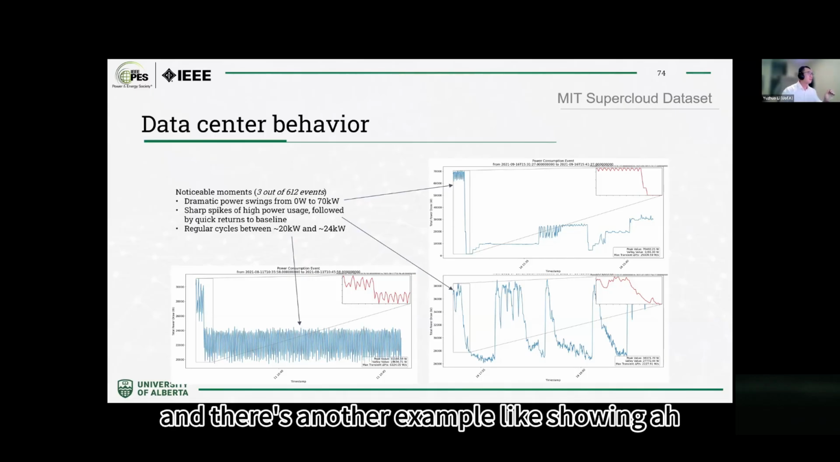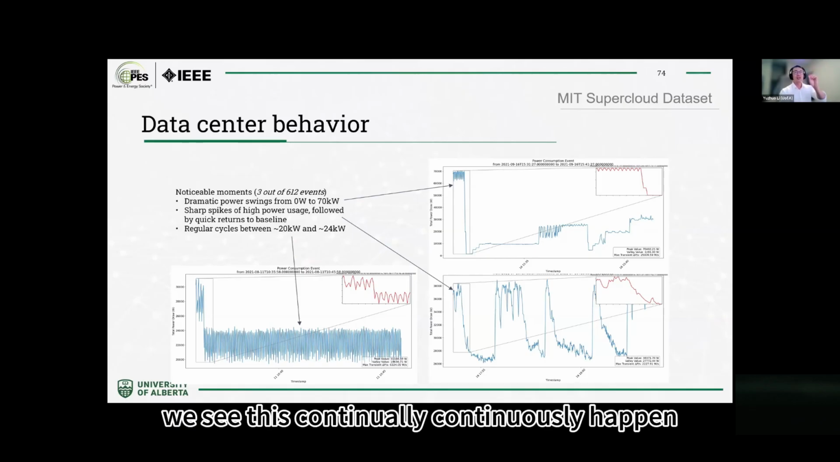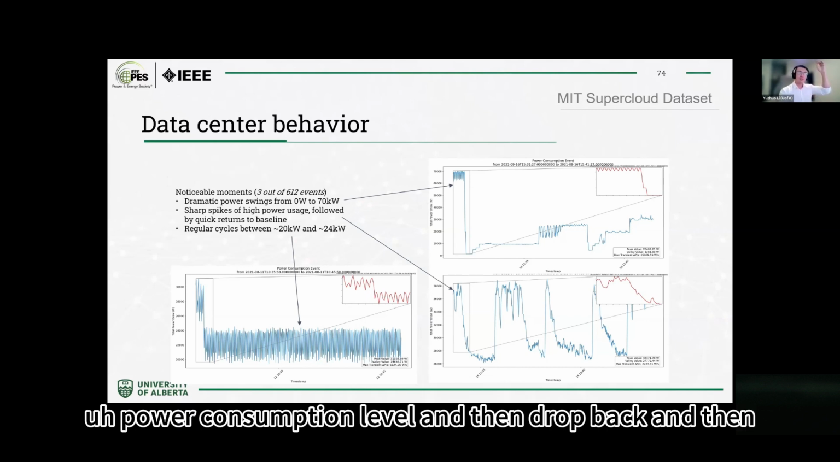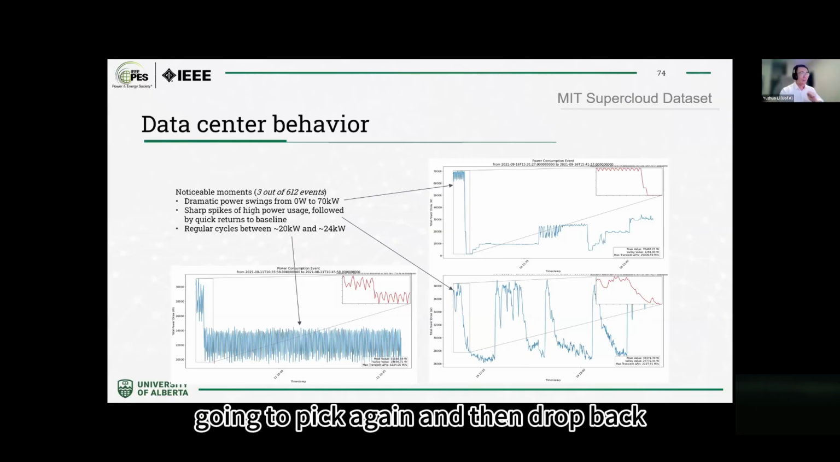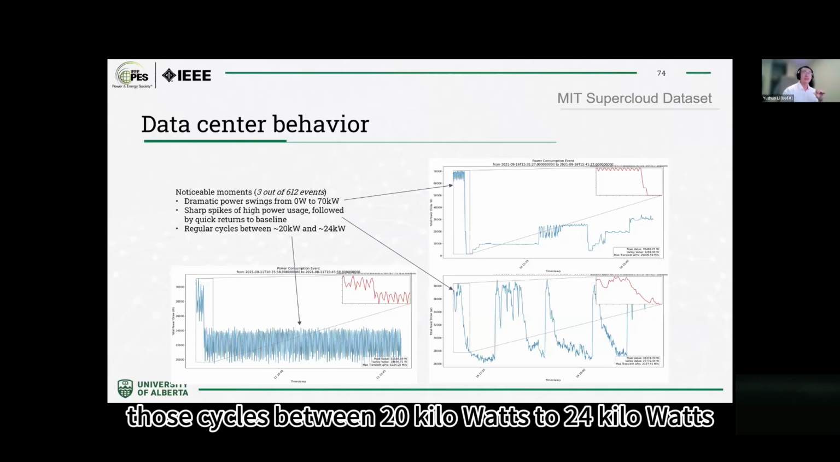And there's another example showing sharp spikes followed by quick returns to the baseline. It's on the bottom right side. We see this happen continuously. Somehow the model or the GPU just reached a really high power consumption level and then dropped back, and then went to peak again and dropped back. And then we also observe some regular cycles, between 20 kilowatts and 24 kilowatts.